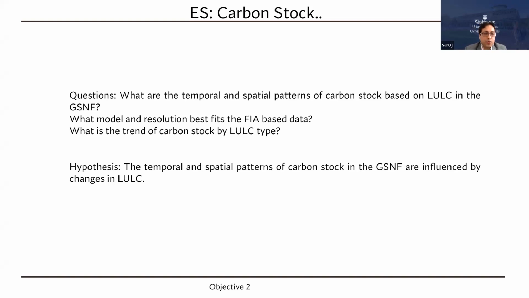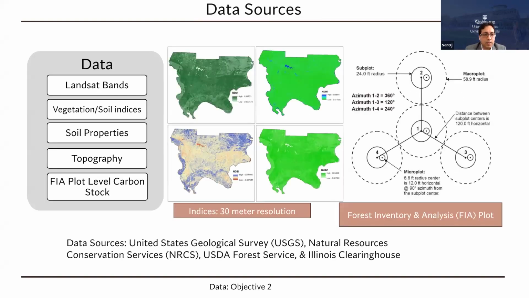For objective 2, we asked 3 questions. What are the temporal and spatial patterns of carbon stock based on land use land cover in the Greater Shawnee National Forest? What model and resolution best fits the FIA-based data? And what is the trend of carbon stock by land use land cover type? The hypothesis here is that the temporal and spatial patterns of carbon stock in the Greater Shawnee National Forest are influenced by changes in land use land cover. The data used to address these objectives are Landsat bands, its indices, and FIA plot-based carbon stock.